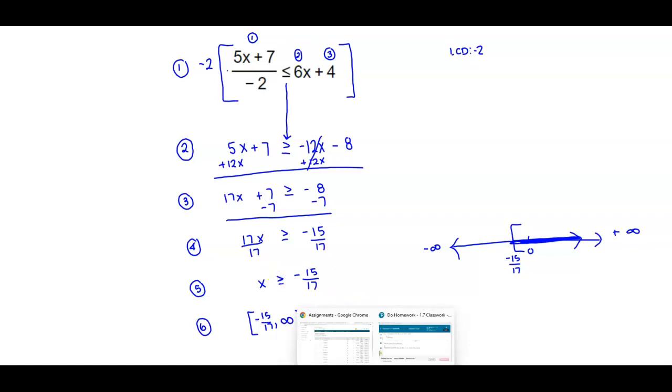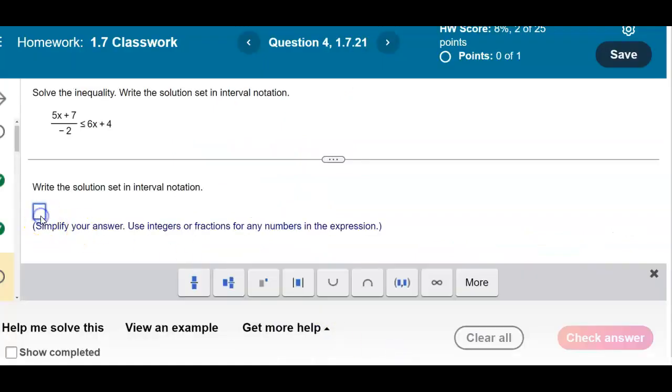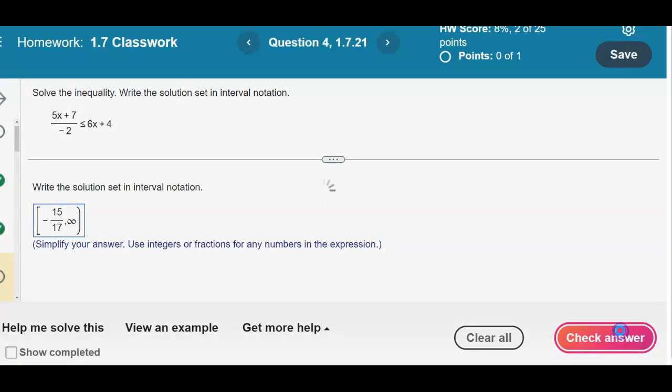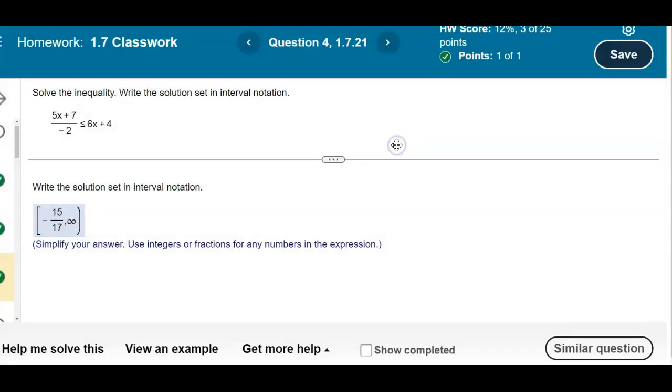So let's go ahead and put that result in. So we have a bracket and then negative 15 over 17, comma, infinity with a parenthesis. Let's check our answer. And there is our result.